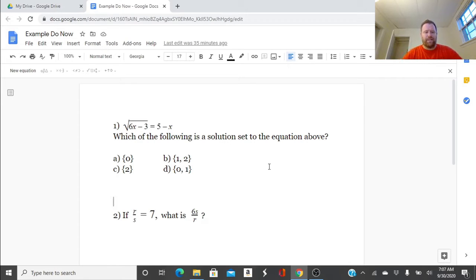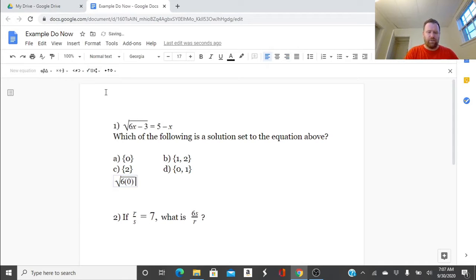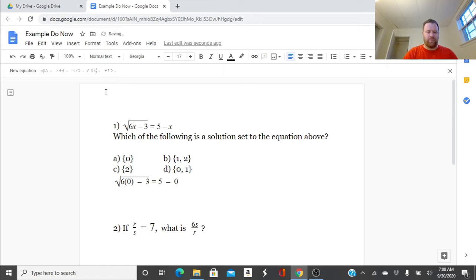And I'm going to start by testing out 0, because if that does not work, then we can eliminate 2 answers. And if it does work, we can also eliminate 2 answers. So I'm going to go up here, create a new equation, and we'll plug in 0. So the square root of 6 times 0 minus 3 equals 5 minus 0. Okay, let's work this out.